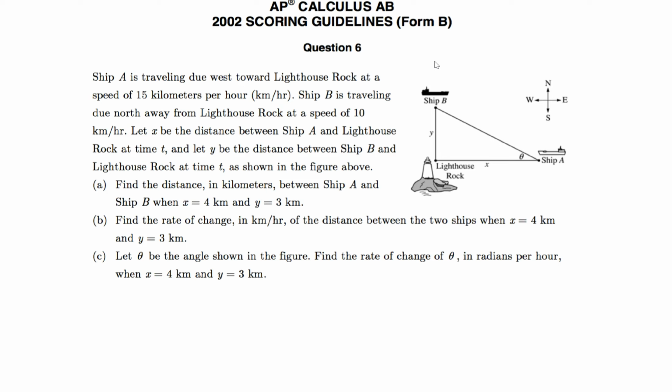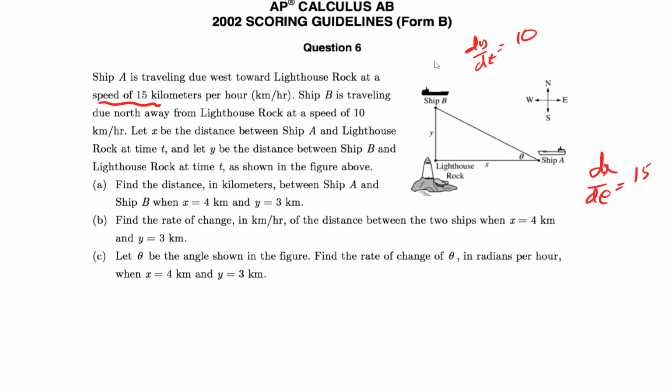Now they tell us ship A is at the speed of 15 kilometers. So A is this one, so dx right that way. The rate dx dt is 15. And over here they tell us ship B is going 10 kilometers. So dy dt, how fast it's going up, dy dt is 10 kilometers per hour. Let's do the first question.